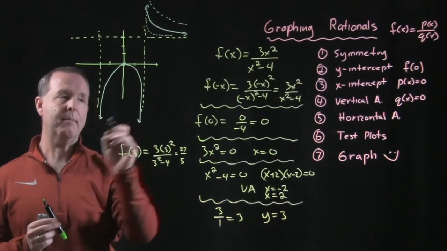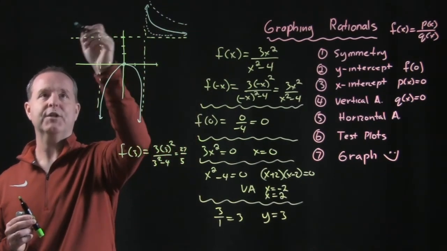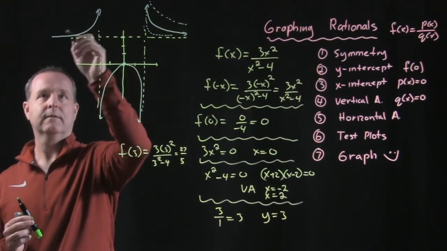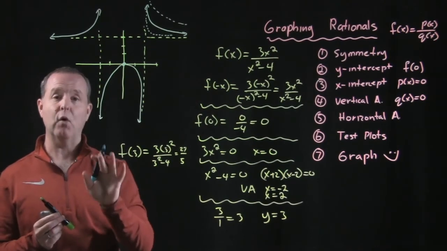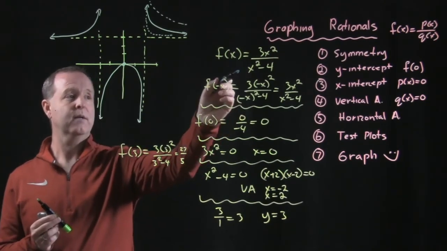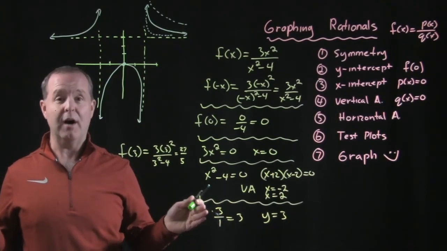Now, do I have to do a test point over here? No. If you remembered our first step, there was symmetry about the y-axis. I know that I have a reflection, so my other graph is on that side. And there I had the full function, the full rational function, 3x squared over x squared minus 4. We were able to graph it. That feels awfully doggone cool.